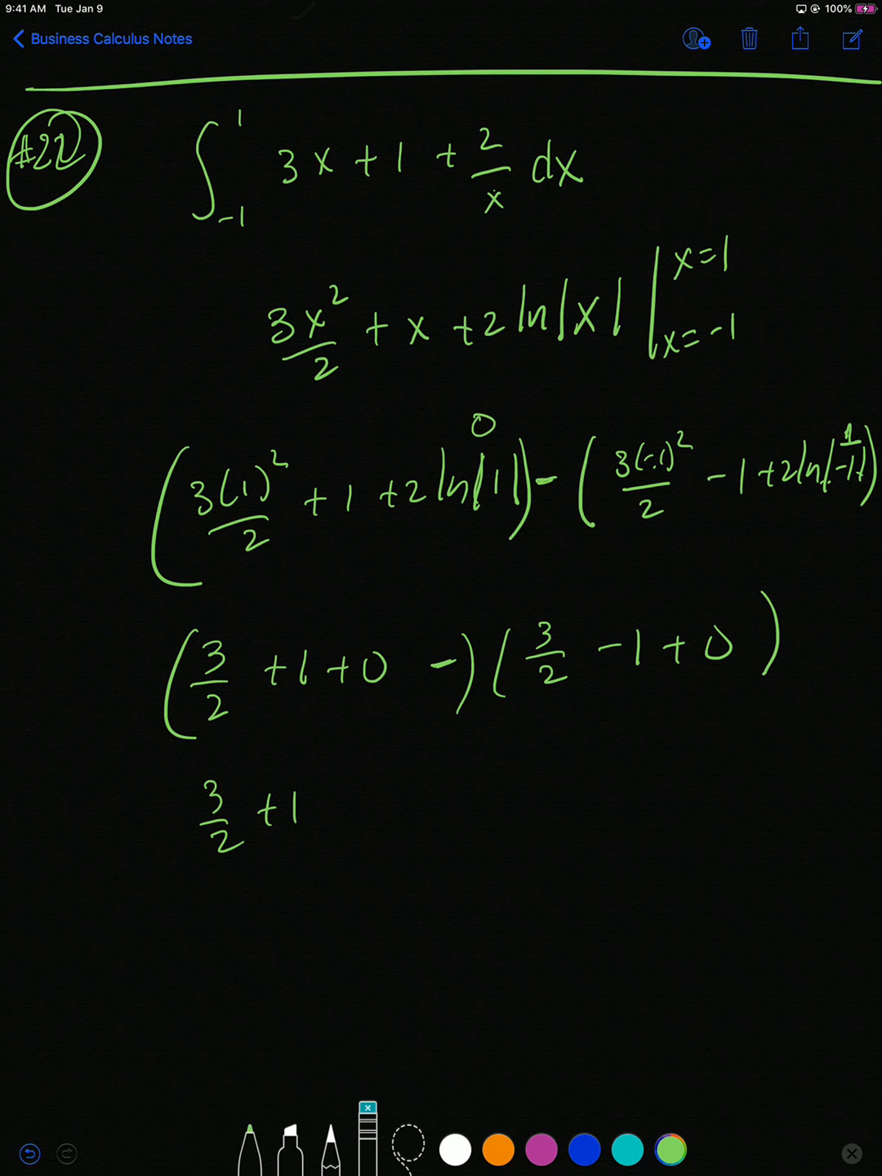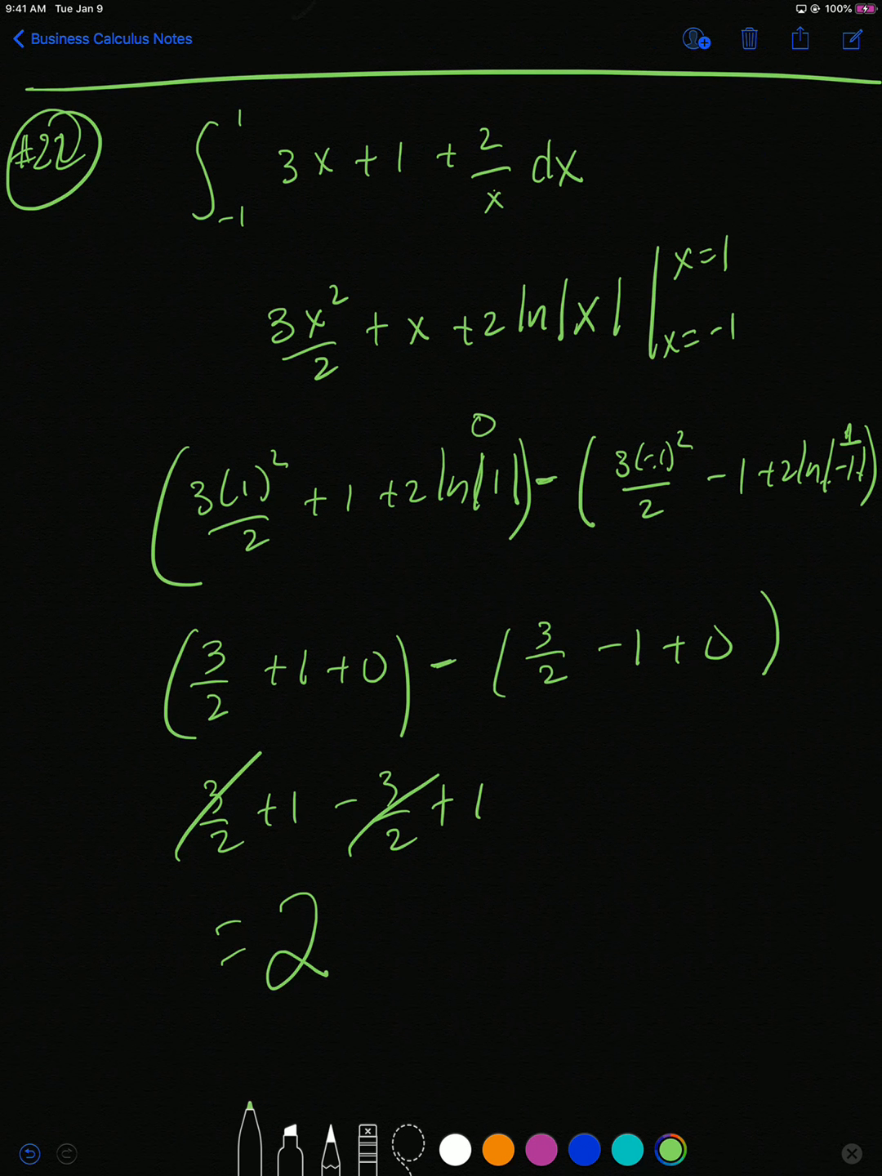Oh, my minus sign is in the wrong place. Minus 3 halves plus 1. The 3 halves cancel. The answer is 2. All of that hard work and sacrifice to get an answer of 2. Yes, I know. But it's question number 22 though.